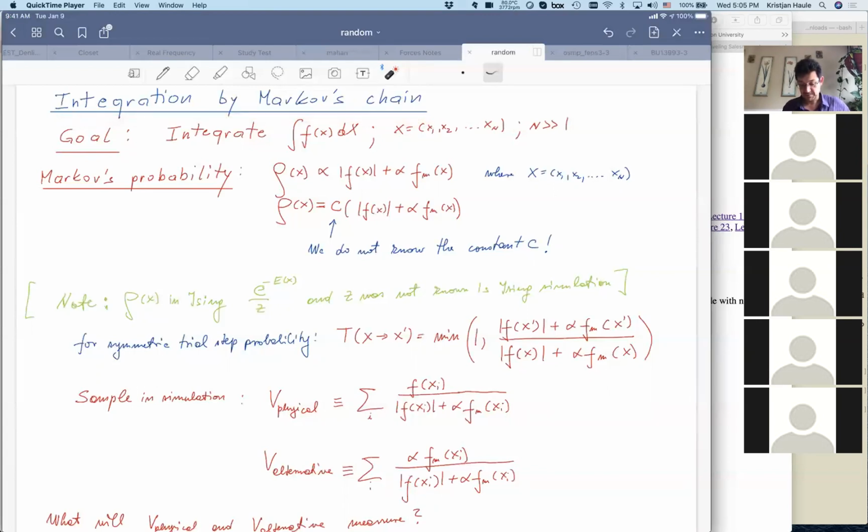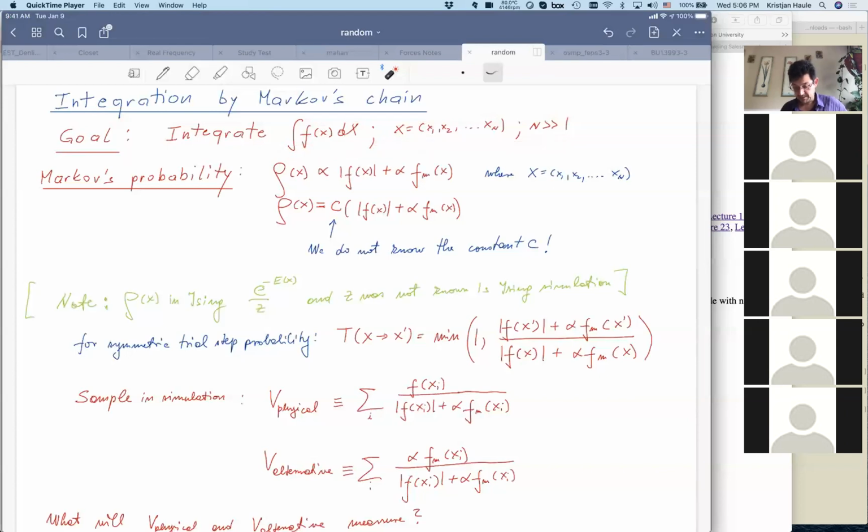So what do we do? The goal, of course, is to integrate a function f of x. X has many, many components, and this n is very large. It can be 100 dimensions, maybe 500,000 dimensions. Of course, when n is extremely large, or when n is millions, the problem becomes extremely hard. But at least a few hundred dimensions is completely doable.